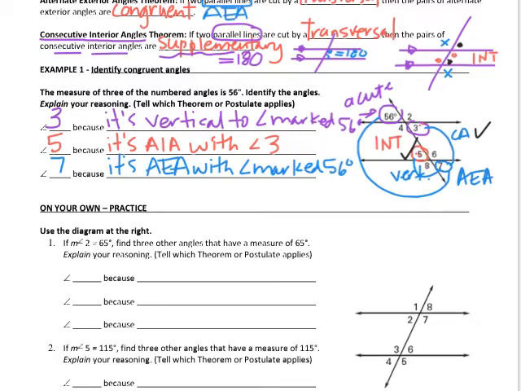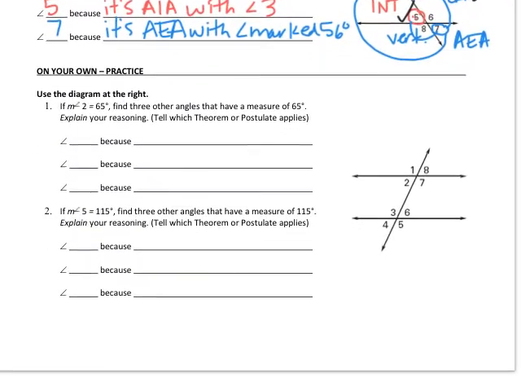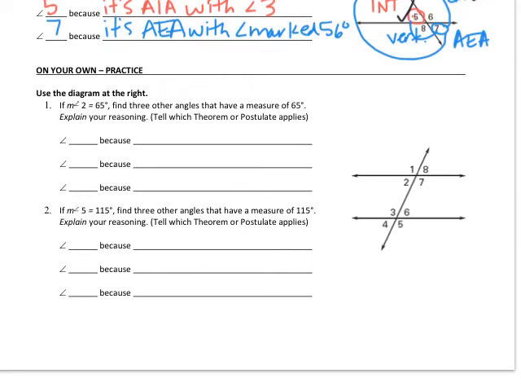So for the practice section here, I'd like you to find the other three angles that are 65 degrees. So if angle 2 is 65, which other angles are 65? Remember, there's always an acute and always an obtuse angle in these intersections. And then the next thing you're going to want to do is find out which other angles are 115, since angle 5 is 115. Just remember to make sure you tell why, and make sure that you mention another angle with your answer.